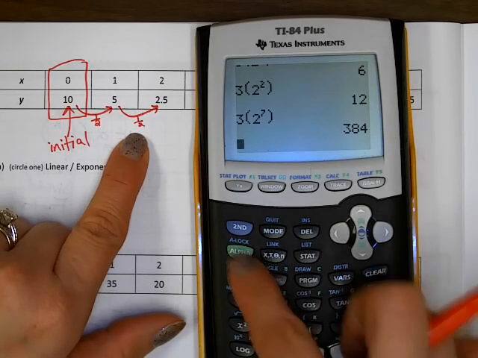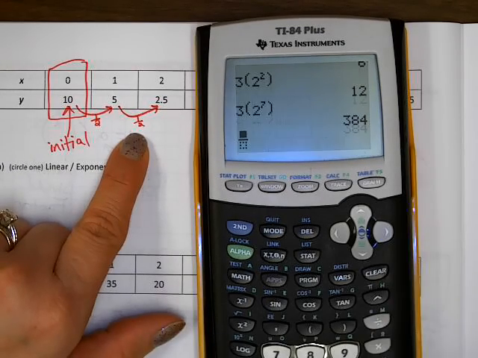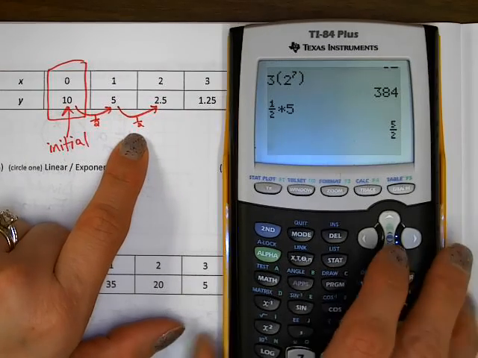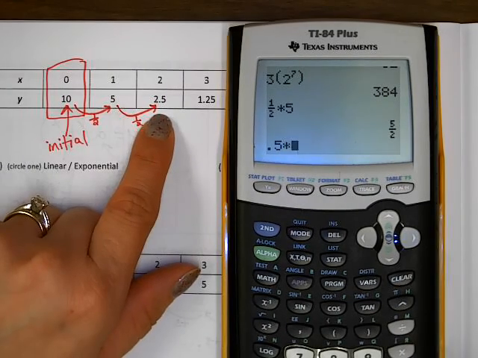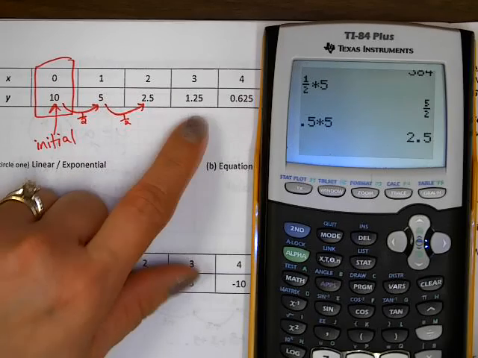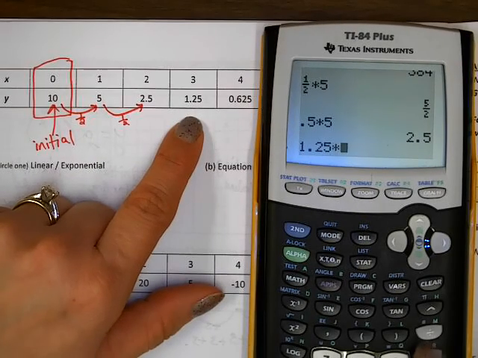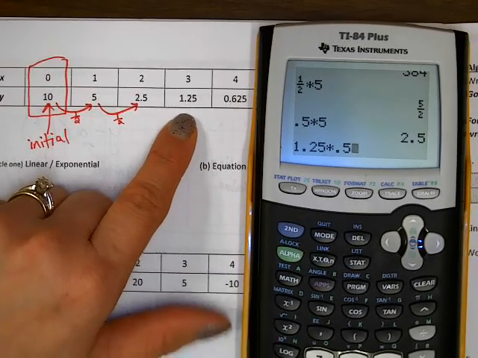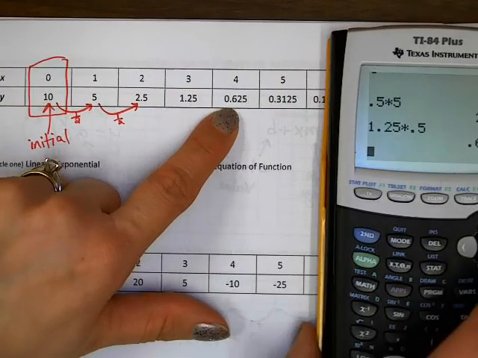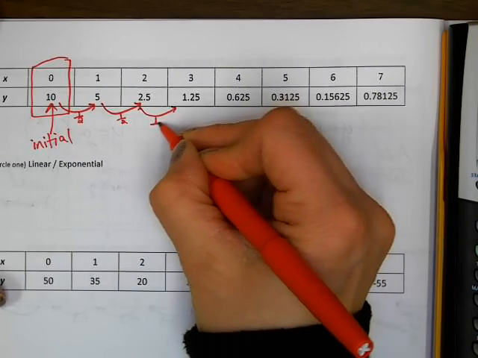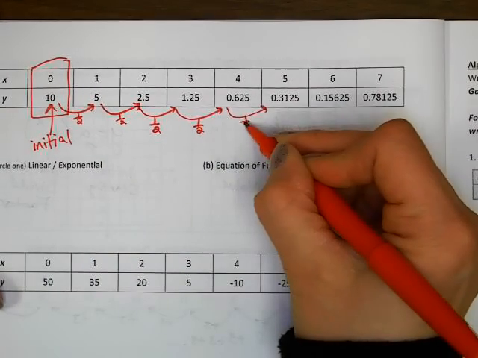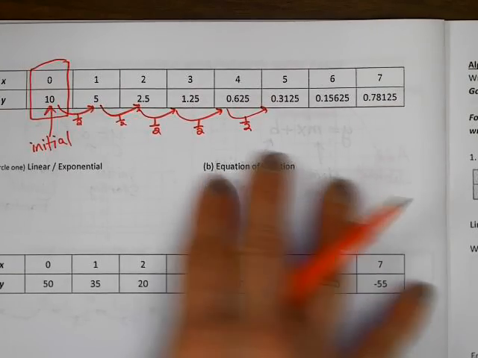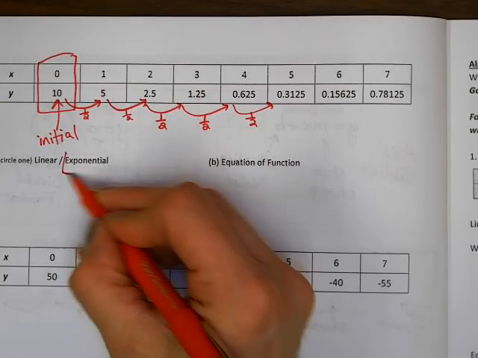Let's see, half. If I do alpha y equals, what's 1 half times 5? 5 halves? Yep, that's right. Or some people say 0.5 for a half. And then if I take 1.25 and multiply it by 0.5, yep, that's definitely what's happening here. Everything is a half. This is a half and a half and a half. Since it's a half, half is being divided. This is exponential.